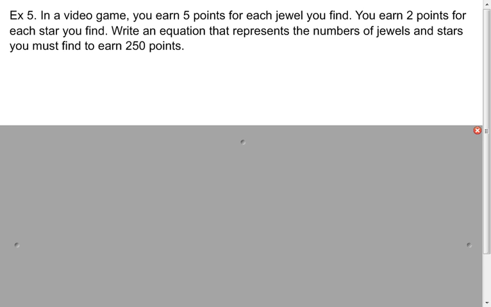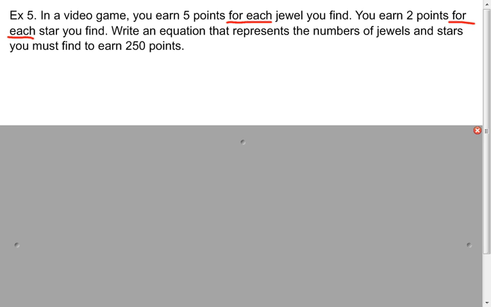Last type of problem here. In a video game, you earn 5 points for each joule, 2 points for each star. Write an equation that represents the number of joules and stars you must find to earn a total of 250 points. The key words here, for each, and you're trying to find a total of 250.